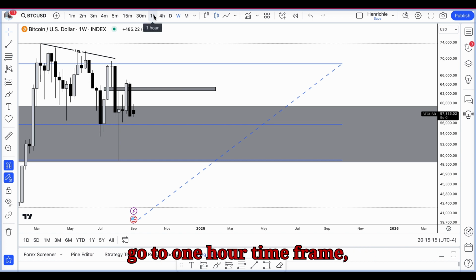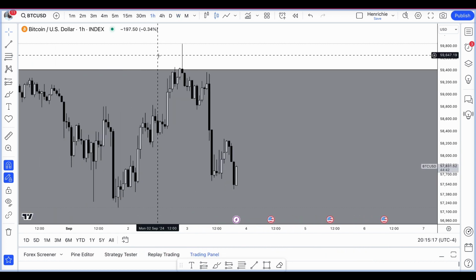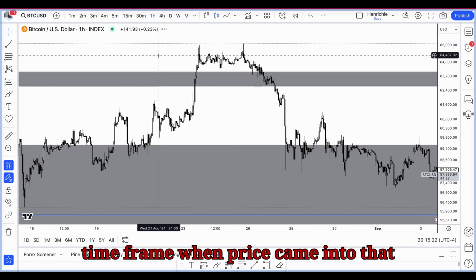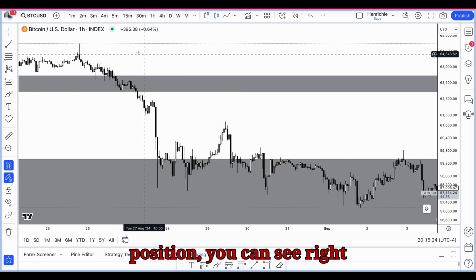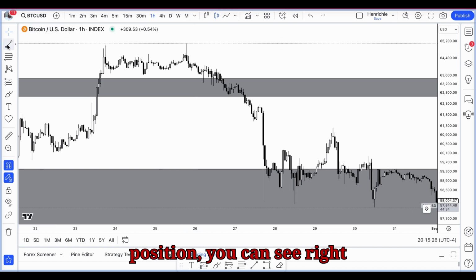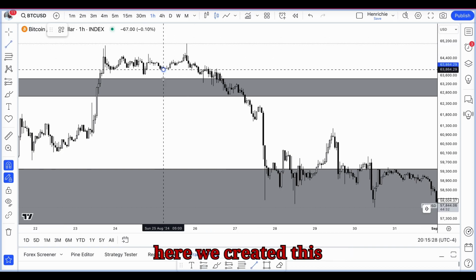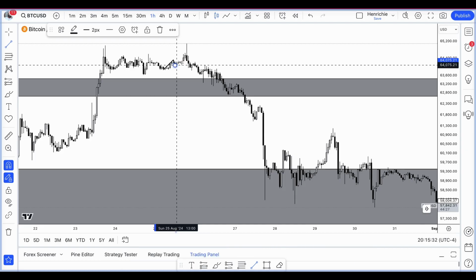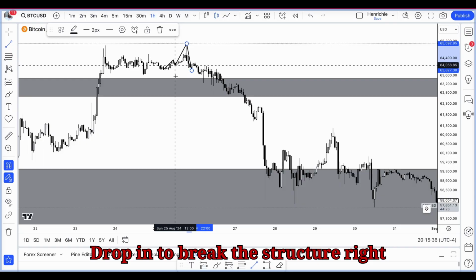And if we go to 1 hour time frame, you can basically see that on the 1 hour time frame, when price came into that position, you can see right here, we created this high right here, created this low, and then eventually created this high, dropping to break this structure right here.